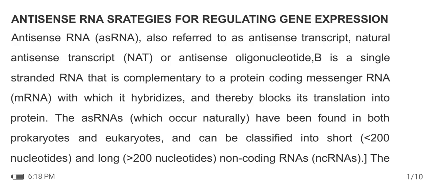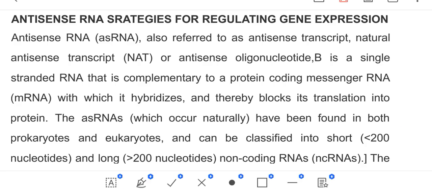Antisense RNA strategies for regulating gene expression. Antisense RNA, also referred to as antisense transcript, natural antisense transcript, or antisense oligonucleotide, is a single-stranded RNA that is complementary to a protein coding messenger RNA with which it hybridizes and thereby blocks its translation into protein. The AsRNAs, which occur naturally, have been found in both prokaryotes and eukaryotes and can be classified into short and long non-coding RNAs.